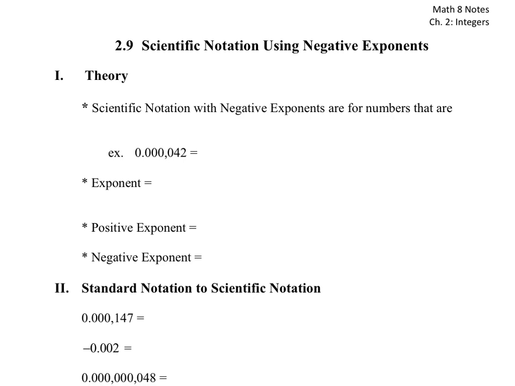Scientific notation with negative exponents is for numbers that are close to 0. The other way you can think about it is really small numbers, so they're really close to 0. For example, just so you know how to write one, this number here will be 4.2 times 10 to the negative 5. It's a negative exponent there.